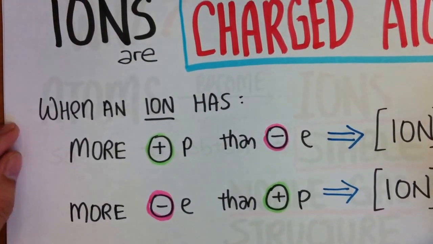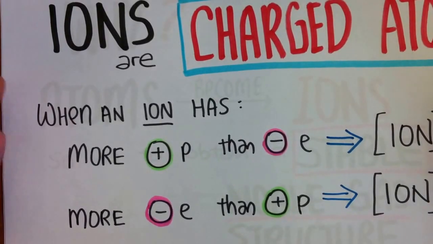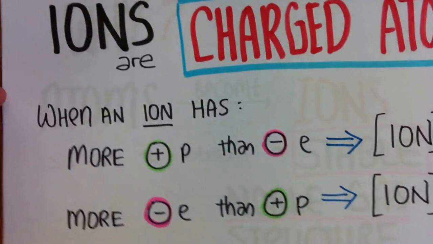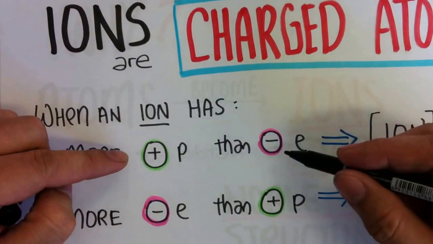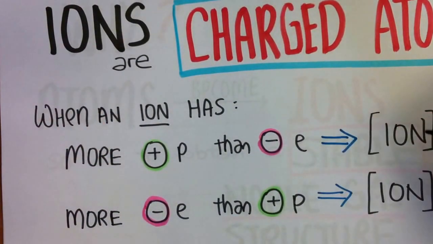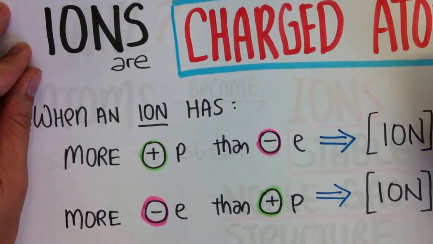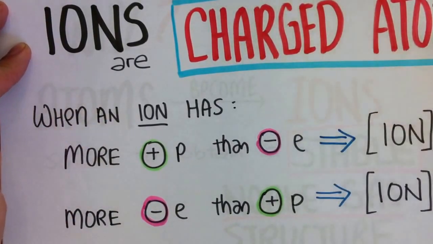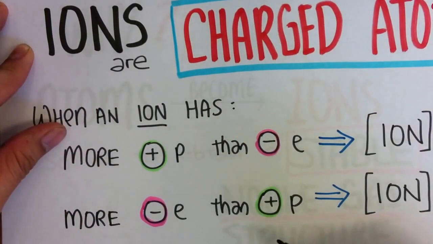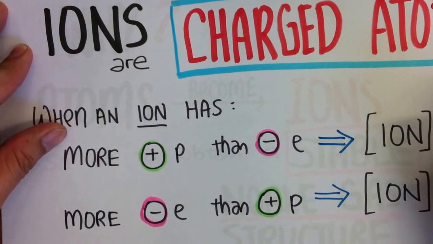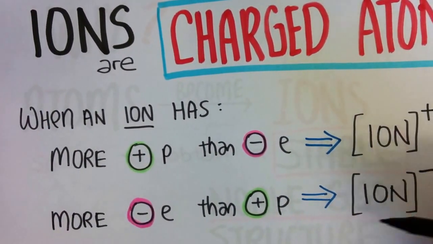Now let's look at ions. In the case of ions, ions are simply charged atoms. When an atom has more positive than negative, it becomes a charged atom. It becomes an ion. And it becomes positive because you have more positive protons than negative electrons. If you have the reverse case, more negative and less positive, you will have an overall charge of negative. And this is usually represented by putting a bracket.